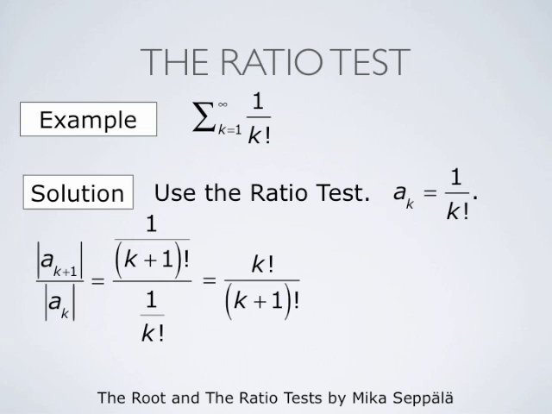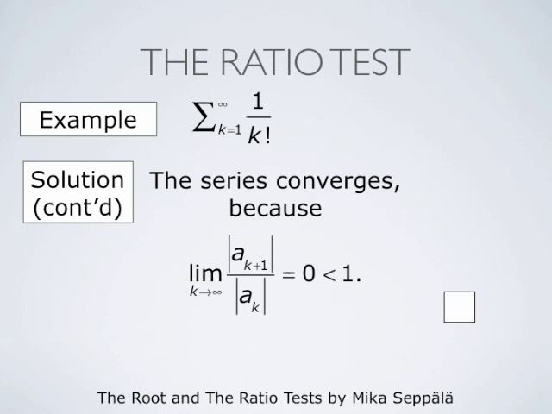This simplifies to k factorial divided by (k plus 1) factorial. K factorial is the product of numbers from 1 to k. K plus 1 factorial is the product of numbers from 1 to k plus 1. Therefore, this simplifies to 1 divided by k plus 1, and that approaches 0 as k goes to the infinity. Therefore, we conclude that this series converges because the limit as k goes to the infinity of the absolute value of ak plus 1 divided by the absolute value of ak is 0, and 0 is less than 1.